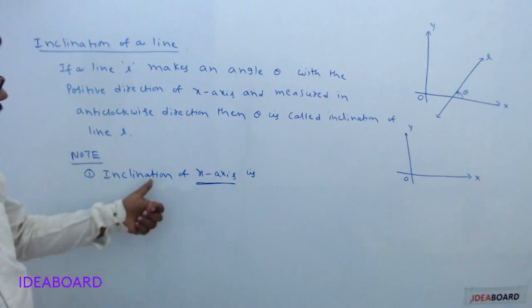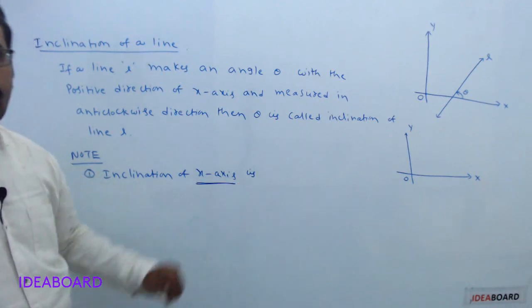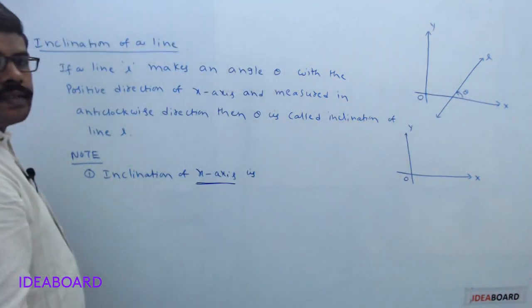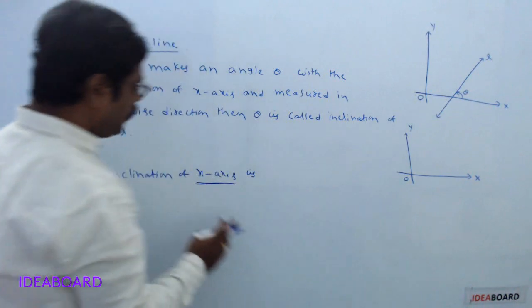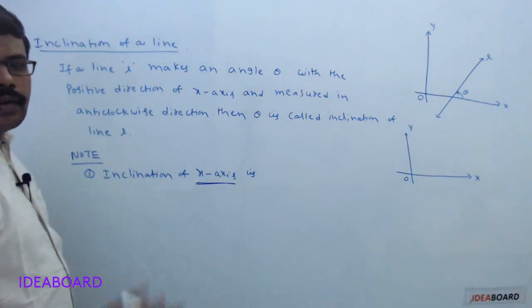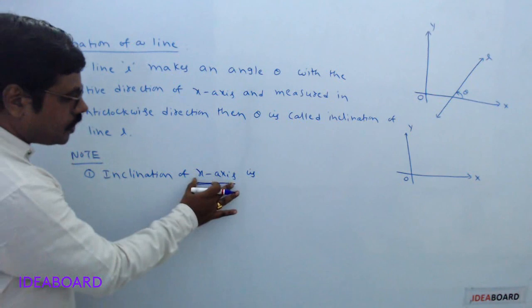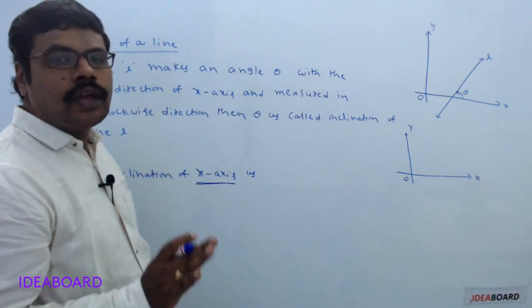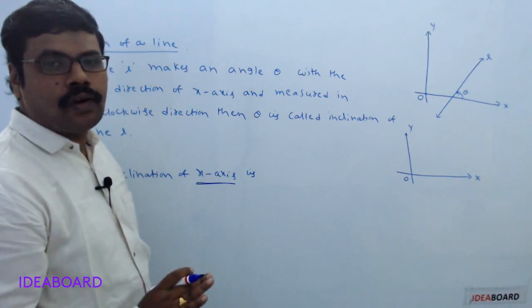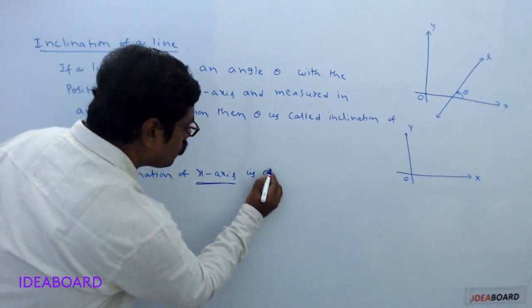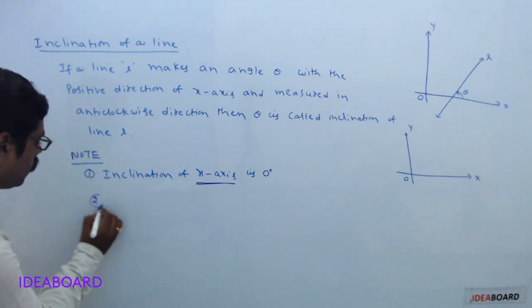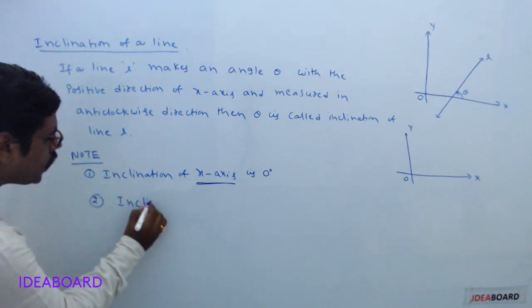See once again, inclination of x-axis will be required. Here, if you compare this definition with this, in place of the line L, here x-axis will be given. So angle made by x-axis with x-axis is nothing. So inclination of x-axis is 0 degrees. So what is the first point? Inclination of x-axis is 0 degrees. Then come to the second point, inclination of y-axis.